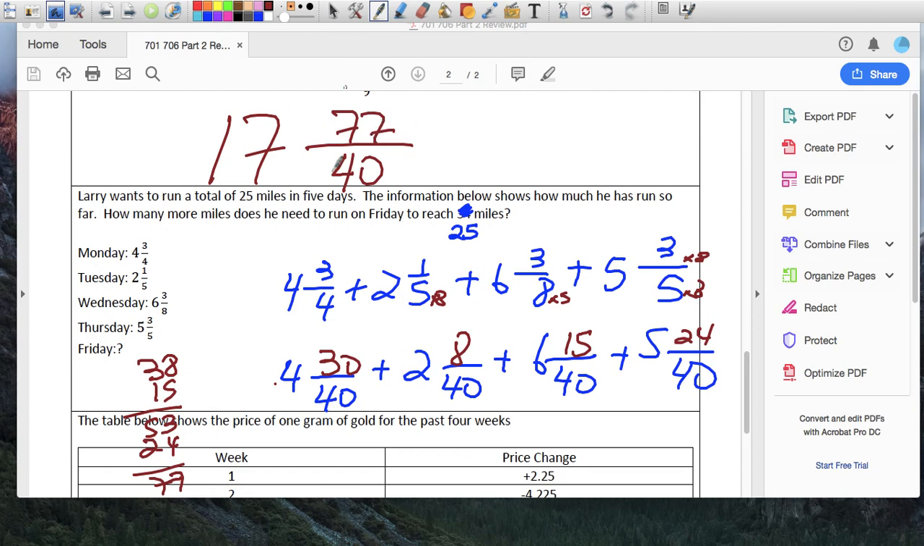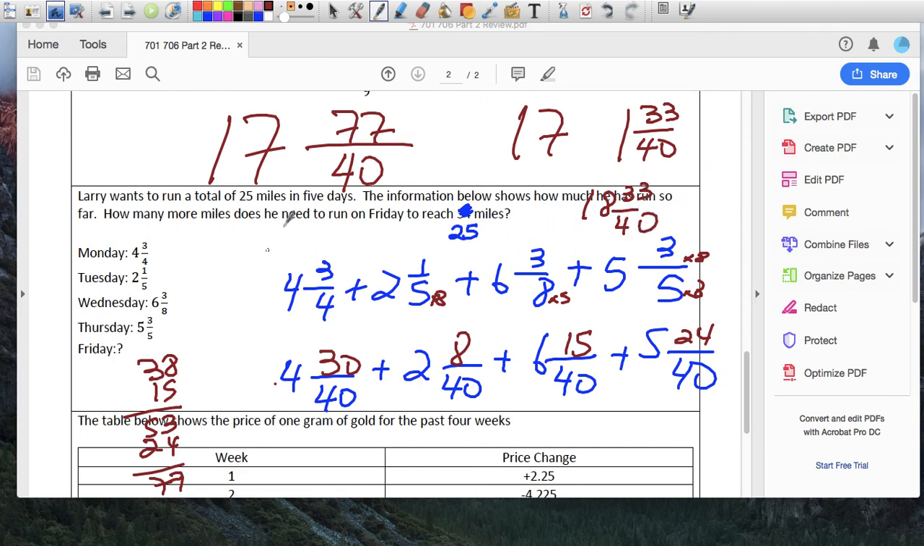Which we're going to change to a mixed number. So if you change 77 over 40 to a mixed number, 40 goes into 77 one time. So you get 17, 1, 40 goes 1 time, and 37 over 40. You can't have a mixed number with two whole numbers, so we can combine the 17 and the 1 to make 18 and 37 over 40. So that's how much he has run so far.